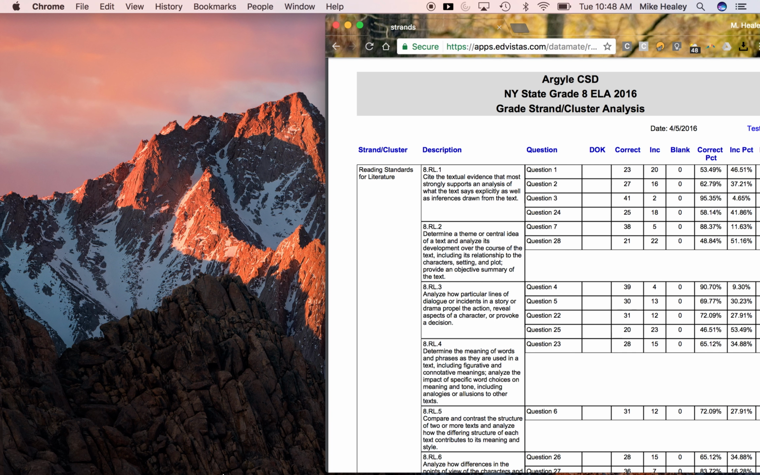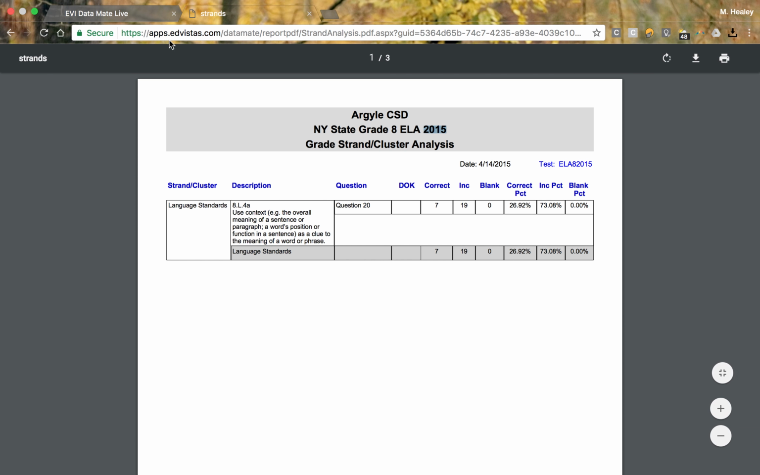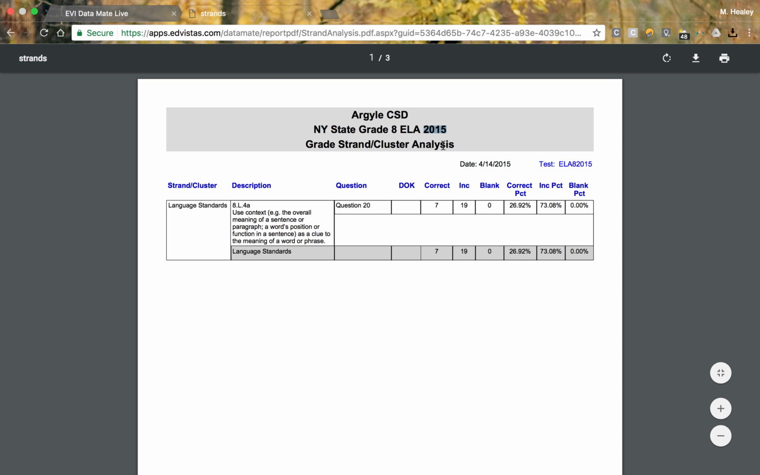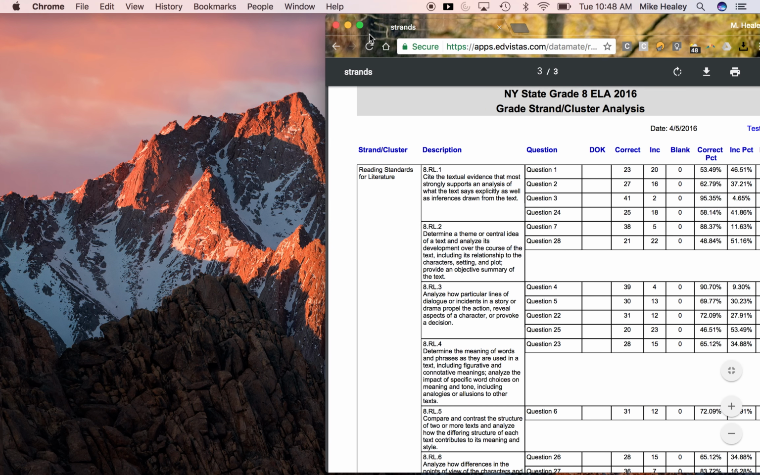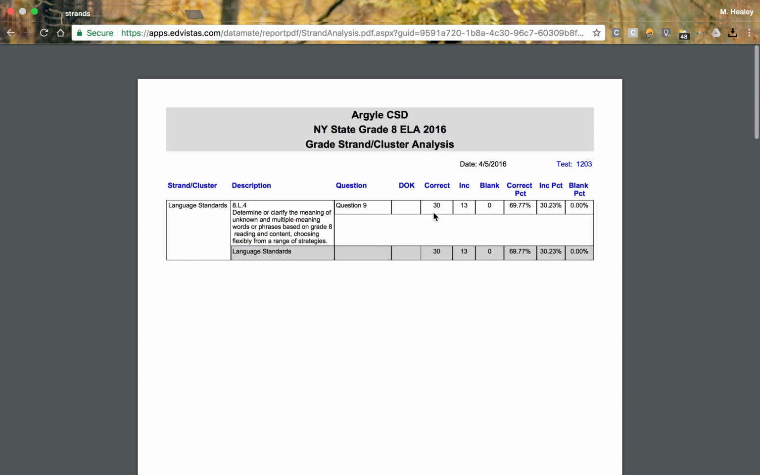If you wanted to, you could go side by side with them. Or you can just print them. But anyway, you can take a look, for instance, at how our students did in 2016 or 2015 on this exam. And you can also jump over to the 2016 and see the same information comparatively.